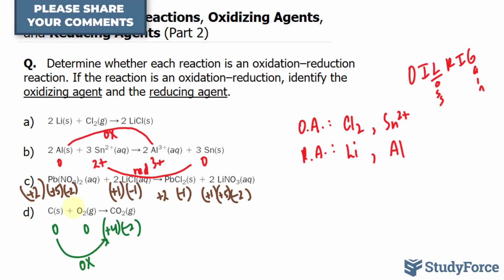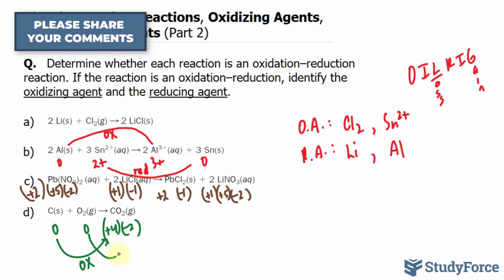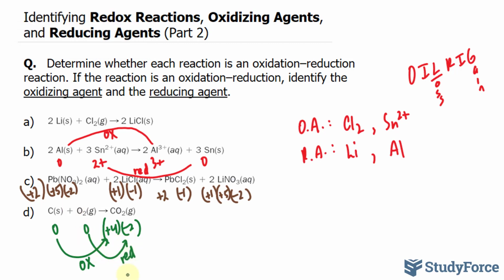Oxygen goes from 0 to 2-. It's becoming more negative, so it has gained electrons. This is what's being reduced. Therefore, the oxidizing agent here has to be oxygen, and the reducing agent here has to be carbon. And there you have it. That is how to identify redox reactions, their oxidizing agents, and their reducing agents.